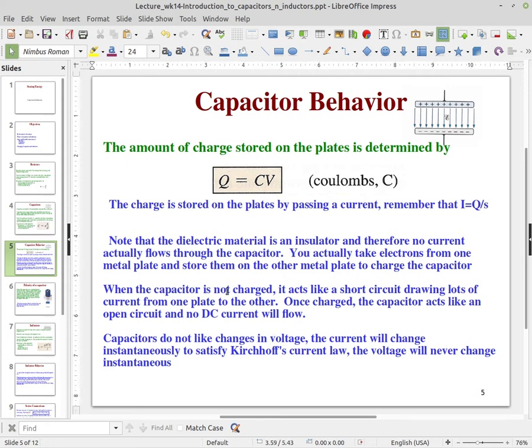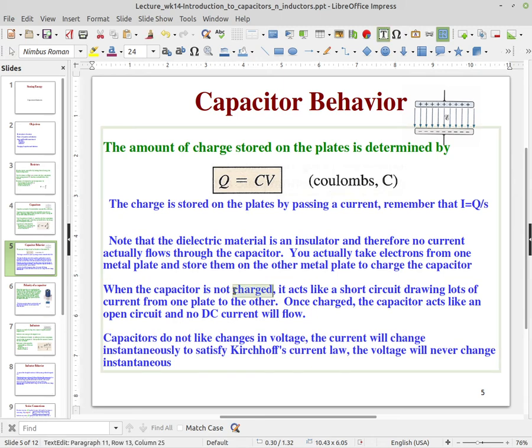All right, so if the capacitor is not charged, so there's no charge on the capacitor, and you connect up a circuit to it, current is going to start flowing, because what we're going to do is start moving the electrons off of one plate and storing them on the other plate. So current will move through the circuit. Now again, it's not actually moving through the dielectric. No current's moving through the dielectric of the capacitor, but it would be moving through the rest of the circuit. And so we're simply taking the charge from one side of the capacitor and putting it on the other.